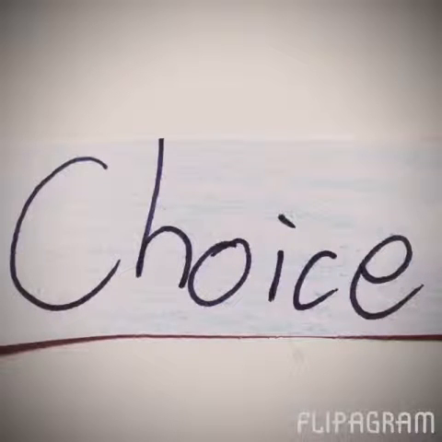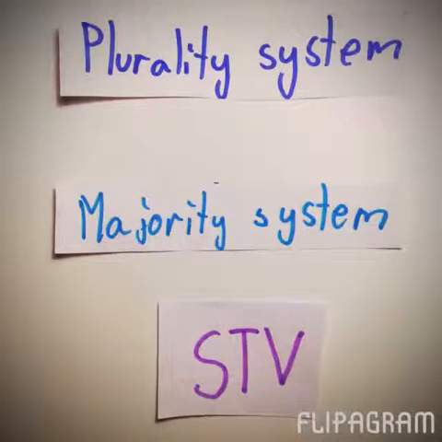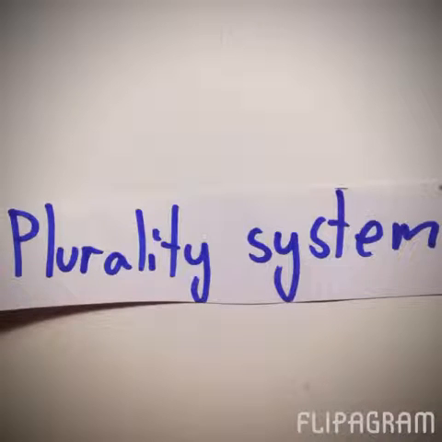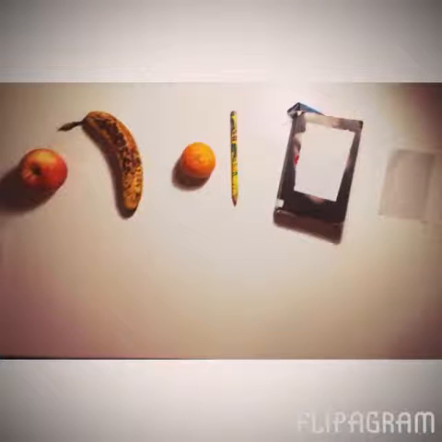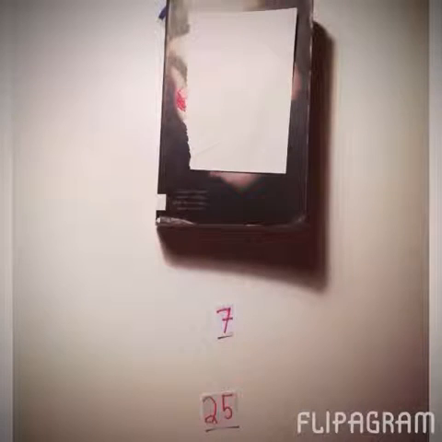Let's go back to those other systems I mentioned earlier, the plurality, majority, and single transferable vote system. The plurality and majority systems both end with only one winner, resulting in minimized representation. The plurality system, which in my opinion is the easiest system to understand, works such that whichever candidate gets the most votes wins. An example would be if we had 6 candidates, the apple, the banana, the clementine, the pencil, the book, and the paper, and they get the votes 3, 3, 5, 1, 7, and 6 in that order. The book would win even if it only got 7 out of 25 votes.